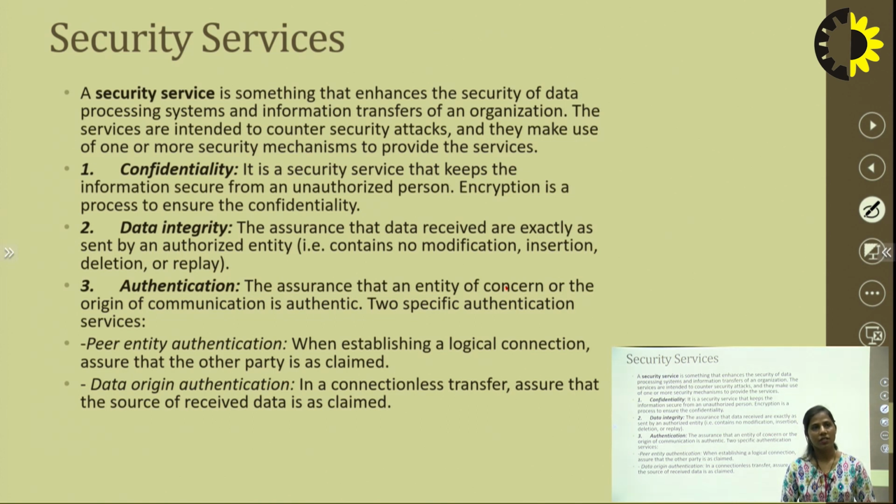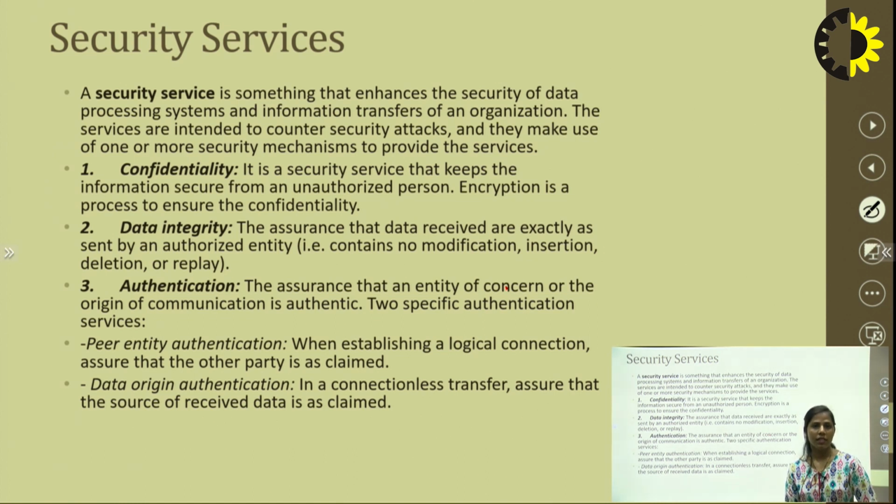So security services are used to enhance the security of the data or the information transferred from a particular organization. These are the terminologies that we have discussed earlier also. Now we will discuss one by one whatever is involved in the security services. First one is confidentiality. It can be achieved by encryption and decryption.